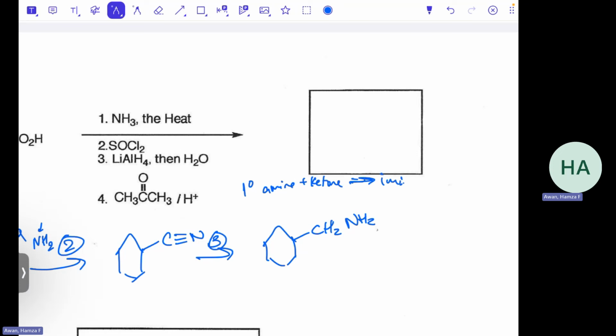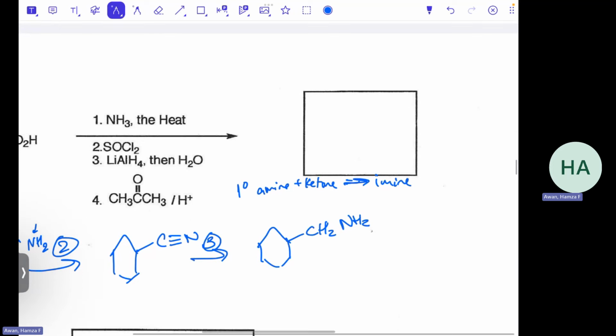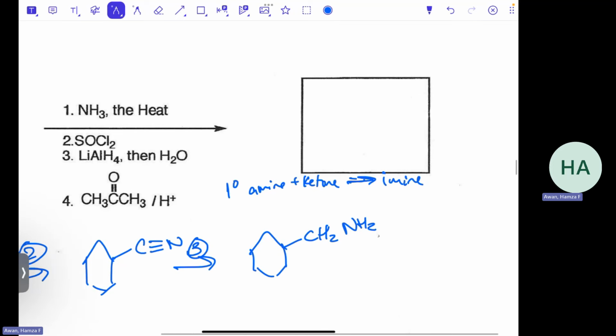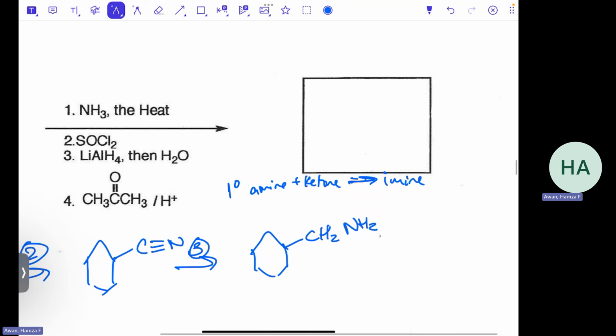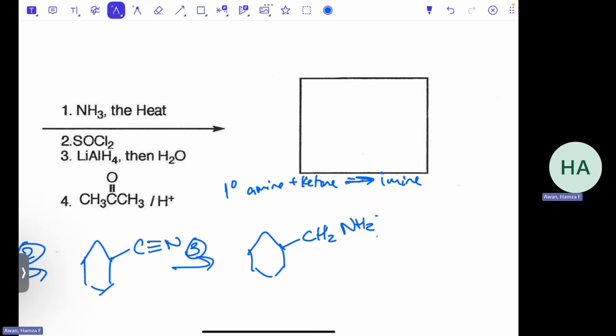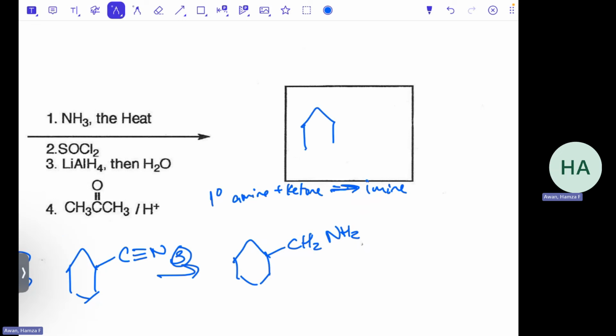So imine. Our product for this is going to have this NH2, instead of having two hydrogen bonds, just create a double bond where this oxygen was. So essentially this nitrogen is going to replace the oxygen. So we have our group CH2N, and then that's going to be double bonded to the C that the oxygen is attached to, CH3CH3.